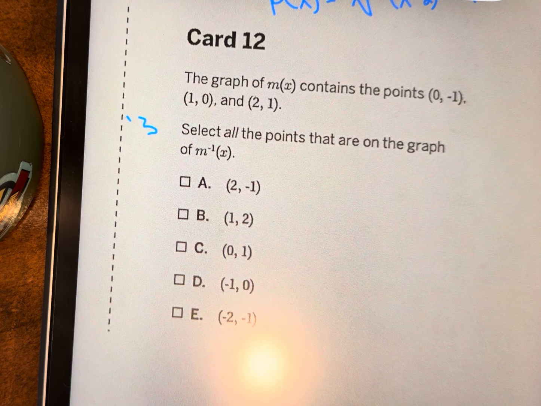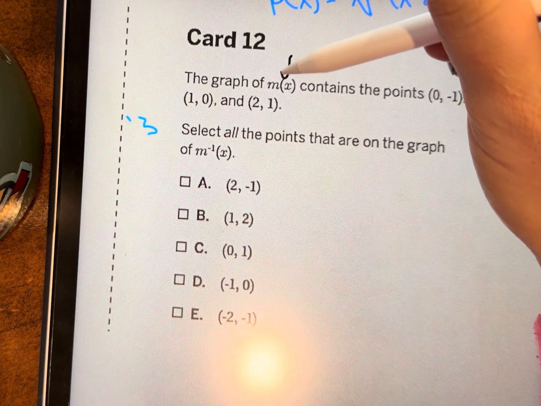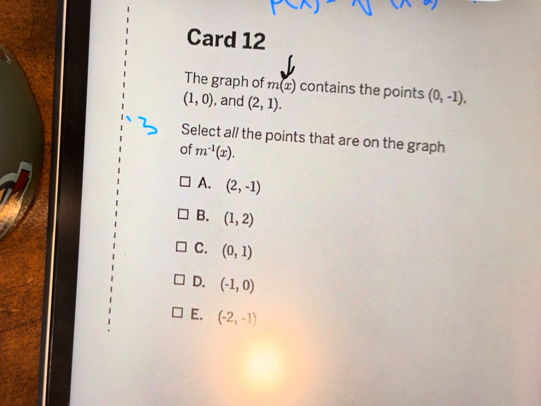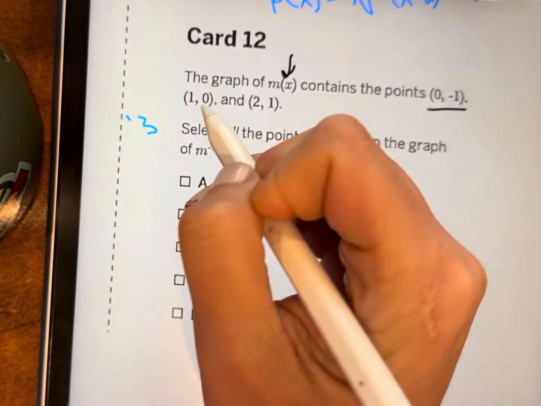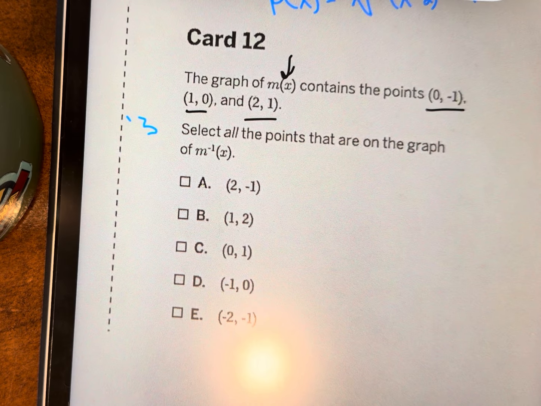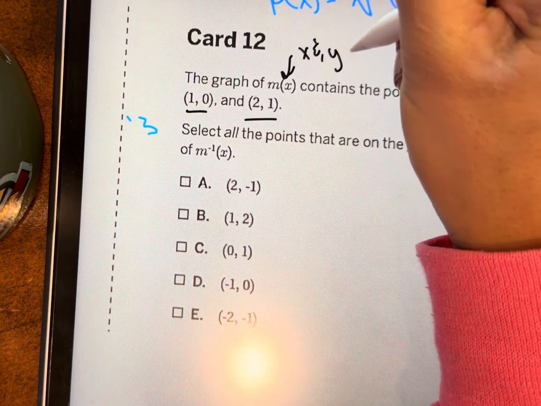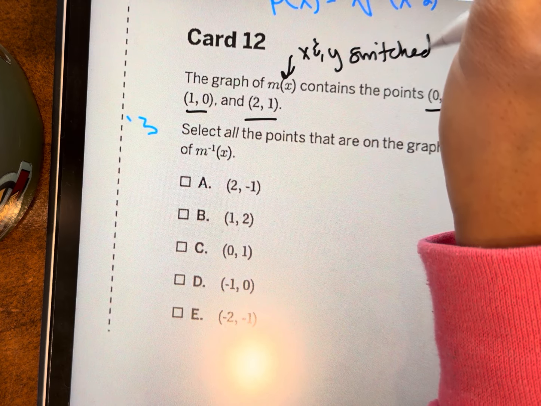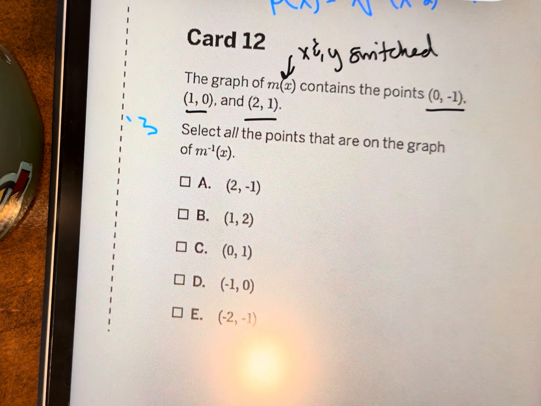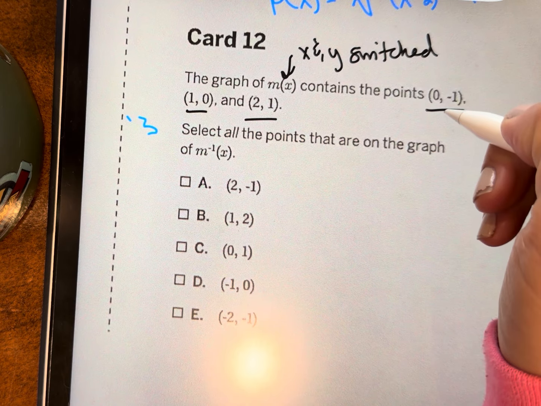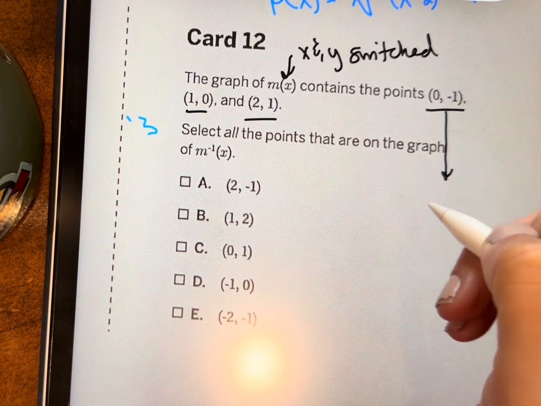The graph of m of x contains those 3 points. Select all the points that are on the graph of the inverse. You guys, we don't know what m of x is. We cannot come up with any points beyond the ones they gave us, okay? And so all I know about inverses is x and y are switched. So the only points that I could agree to are the ones that are x and y switched of these.